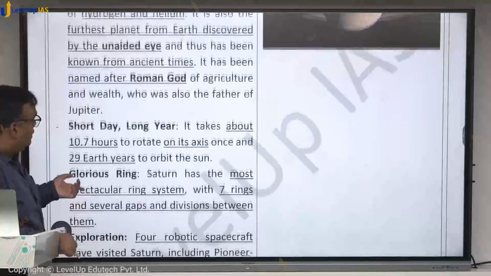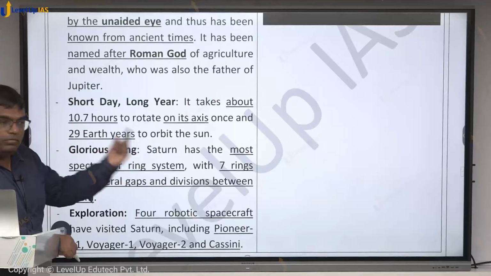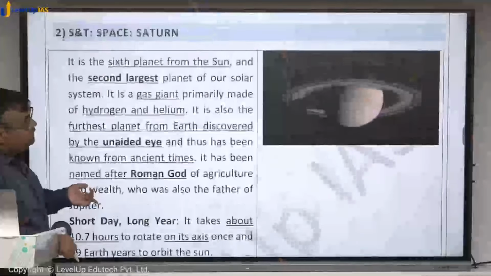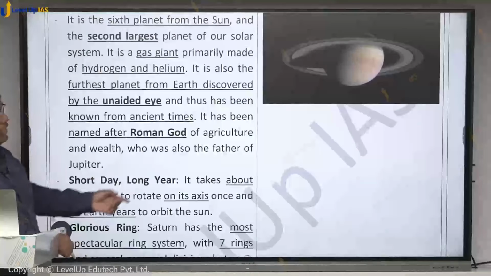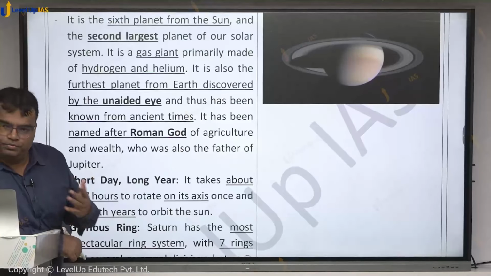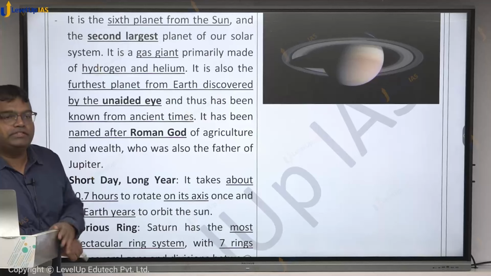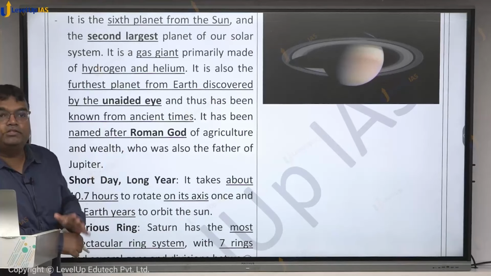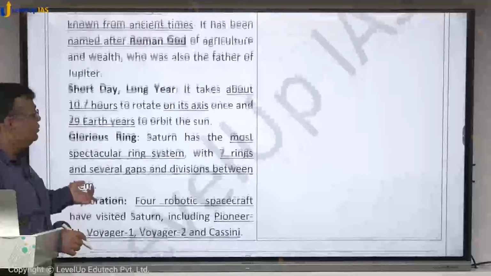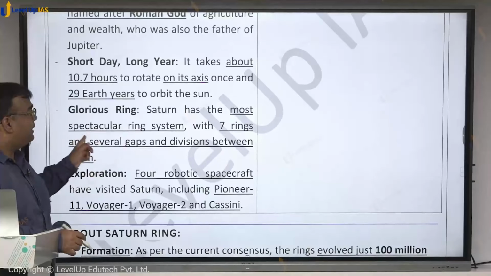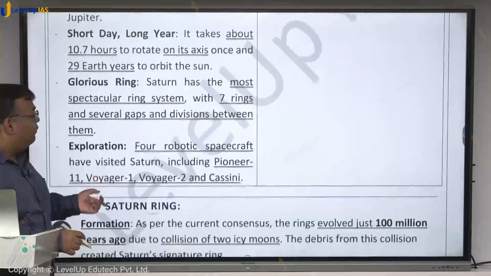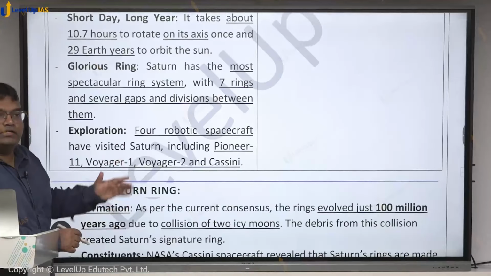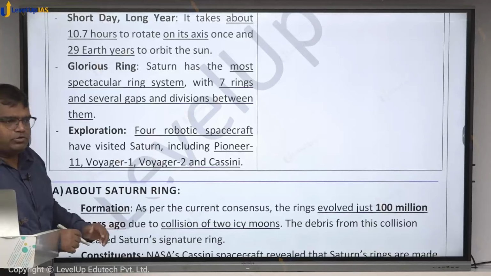Now, it takes around 29 Earth years to complete one revolution. It is a planet which has this glorious ring. It is the only, वैसे ring is around Jupiter also, we'll talk about it, but it's not that easily visible. It is one of those planets where ring is very clearly visible. So it is famous for its glorious ring. Saturn has the most spectacular ring system with 7 rings and several gaps and division between them. Over the years, to study Saturn, various space missions have also gone there.